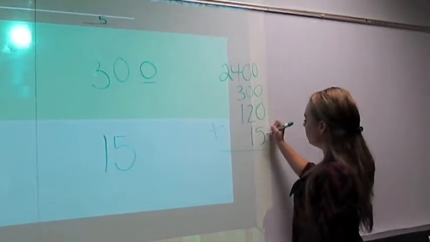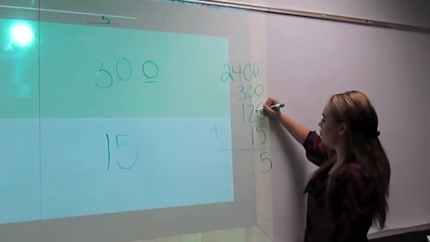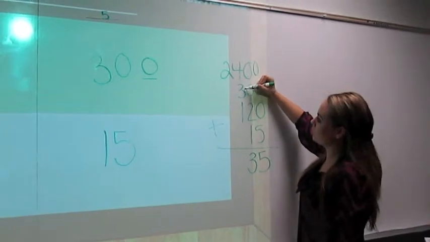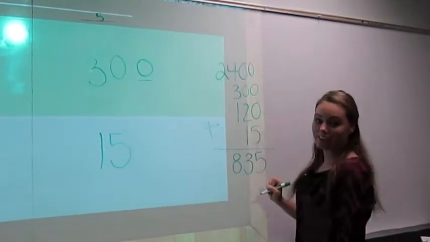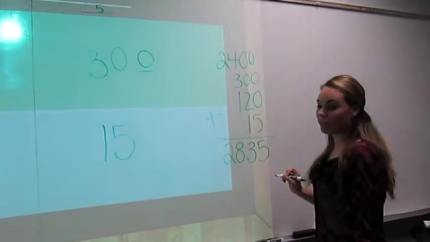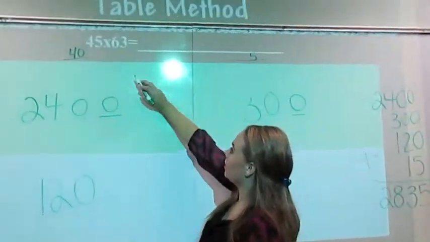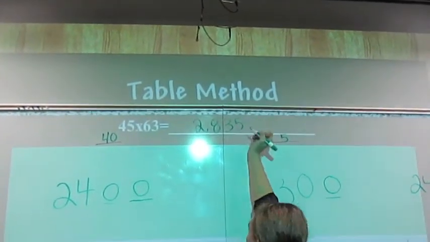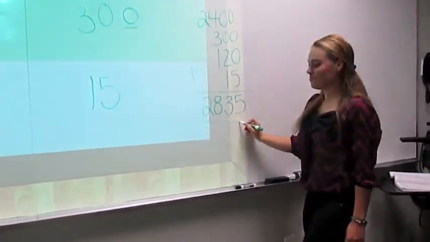0 plus 0 plus 0 plus 5 gives us 5. 0 plus 0 plus 2 plus 1 gives us 3. 4 plus 3 gives us 7, plus 1 gives us 8. And then 2 plus nothing gives us 2. So we have a final answer of 2,835. And that answer is 45 times 63 is 2,835. And if you're questioning this, go ahead and check it on a calculator and you'll get the same answer.